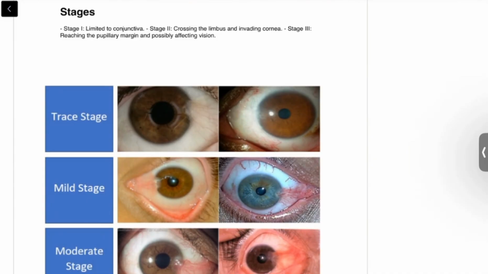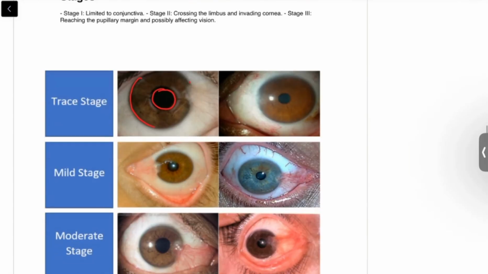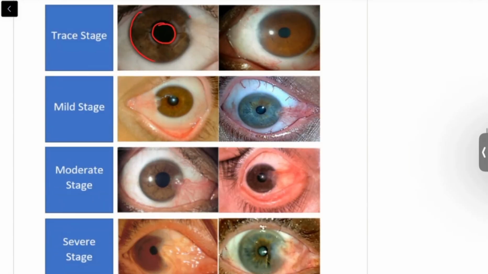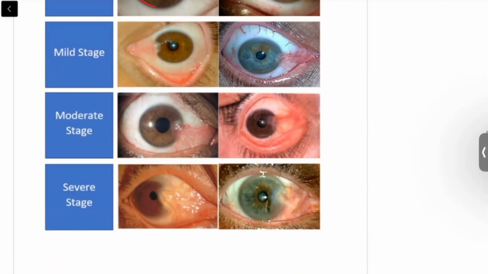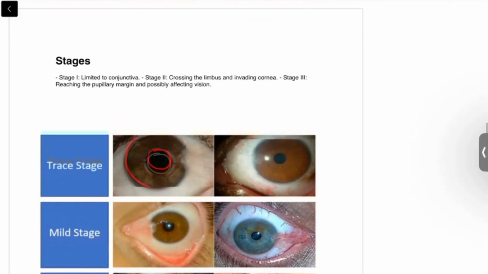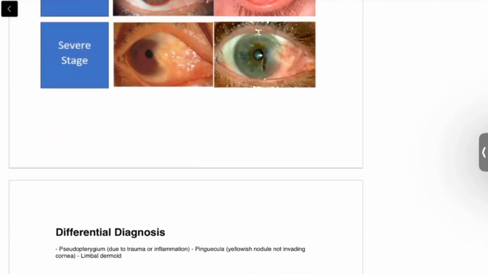In stage 2 it has crossed the limbus and is invading the cornea, and in stage 3 it will reach the pupillary margin. Okay, so this is the cornea and this is the pupil, so it is invading. In the trace stage, it is limited to the conjunctiva. In the mild stage, okay, and in the moderate stage it is encroaching the cornea and reaching the pupillary margin, and in grade 4 it will encroach the pupil also.